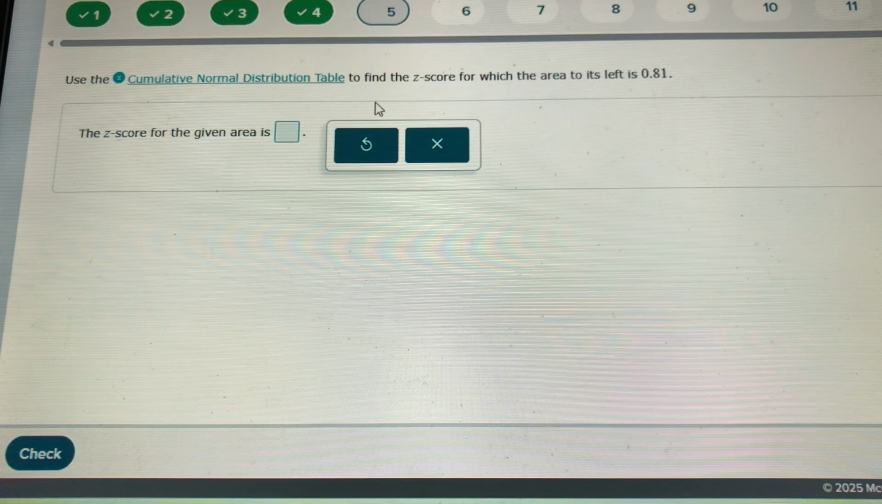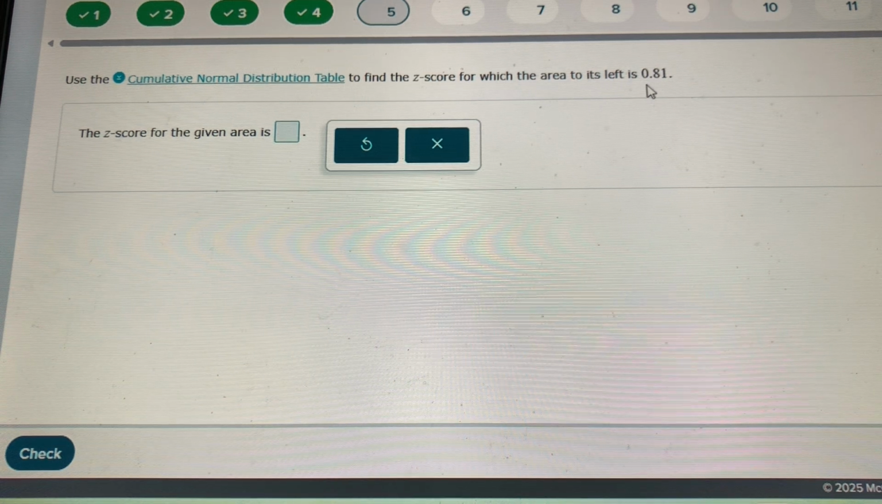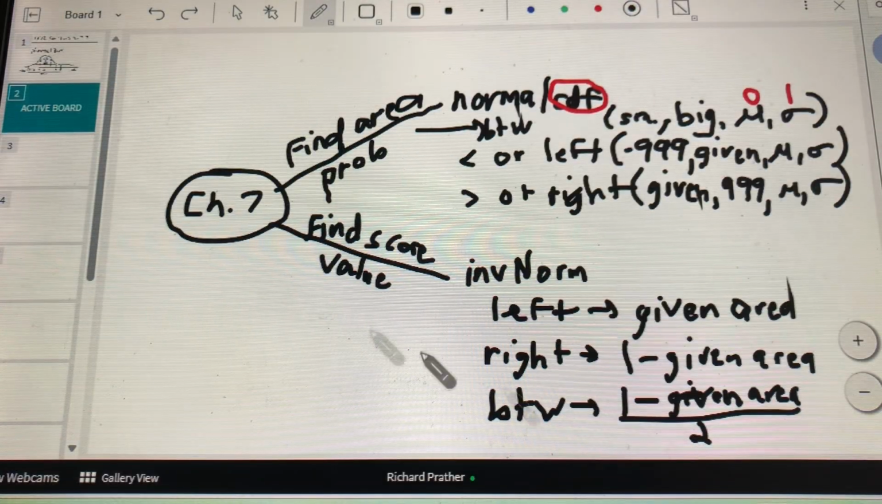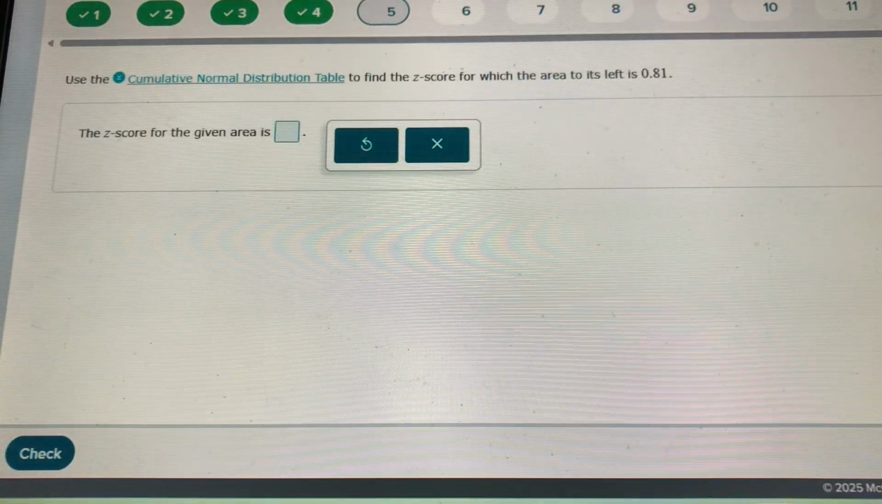So they want me to find the z-score. That's inverse norm. You always have to know, are you doing normal CDF or inverse norm? The area to the left is 0.81. That's what we all like. That's the best case, the left one. Anytime it's to the left, you don't have to make any adjustments.